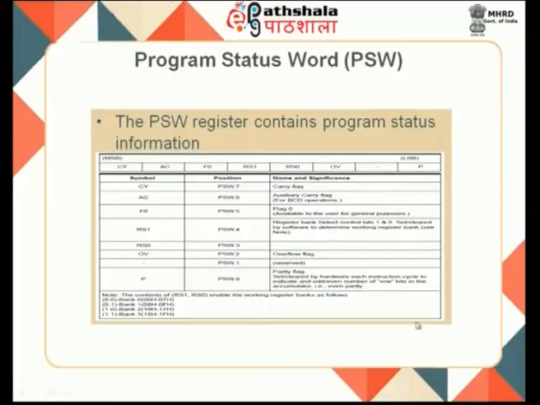So, this program status word tells you about the current status with which the program is running in your processor. Based on that I can predict what will happen, and what is going on inside my processor. This is the idea behind the program status word.